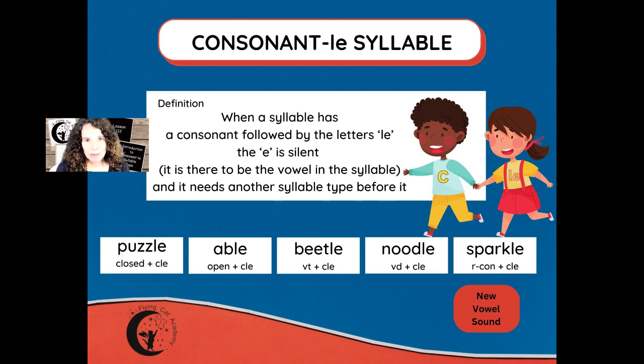This syllable type, we save it till the very end because it's the only syllable type that does not exist in one syllable words. Another way to say this is that you need to have a different syllable type in front of the consonant LE to form a real word. Let's look at how this works.